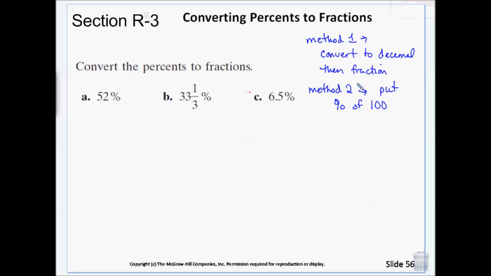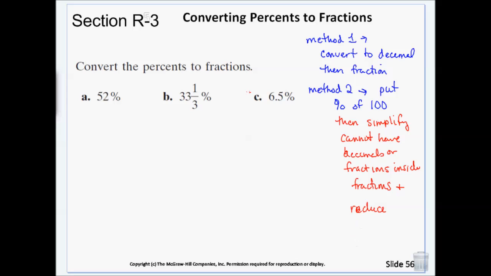Okay, so method 1 is to go from percent to decimal and then from decimal to fraction. Method 2 is to put the percent, whatever that number is, over top of 100. But then you have to simplify, because you cannot have decimals or fractions inside fractions. And you have to reduce.